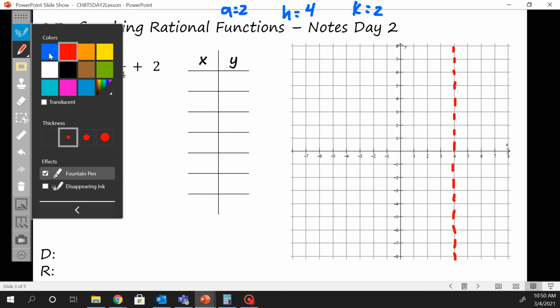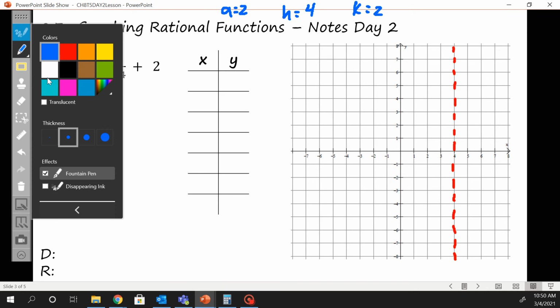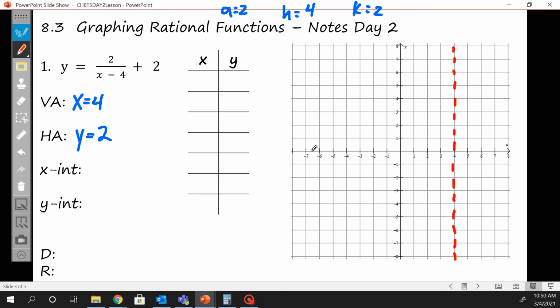The horizontal asymptote is equal to the k value. So that's going to be y is equal to 2, the k value. It's going to be a horizontal line that goes through 2 on the y-axis.